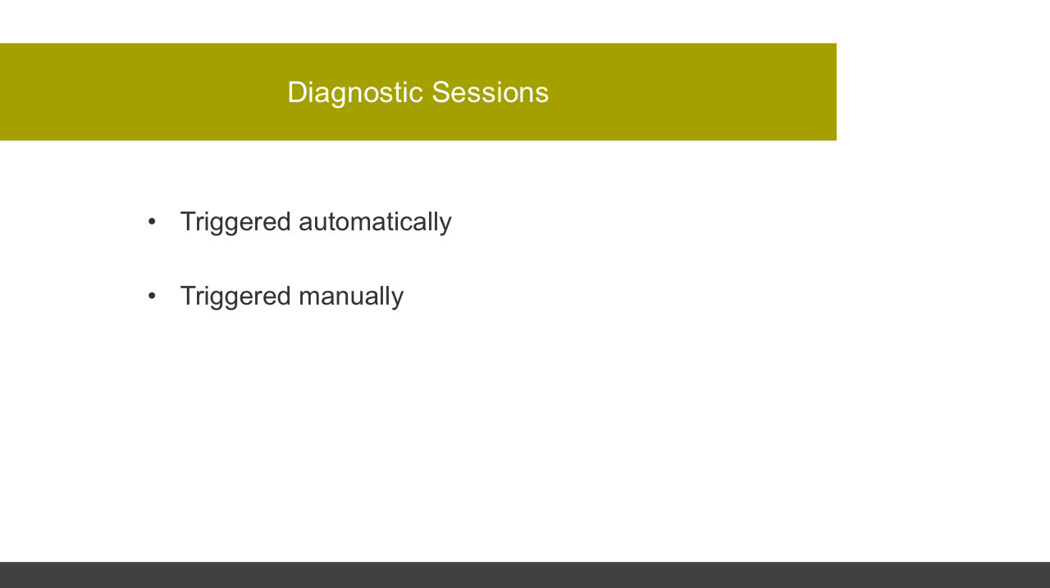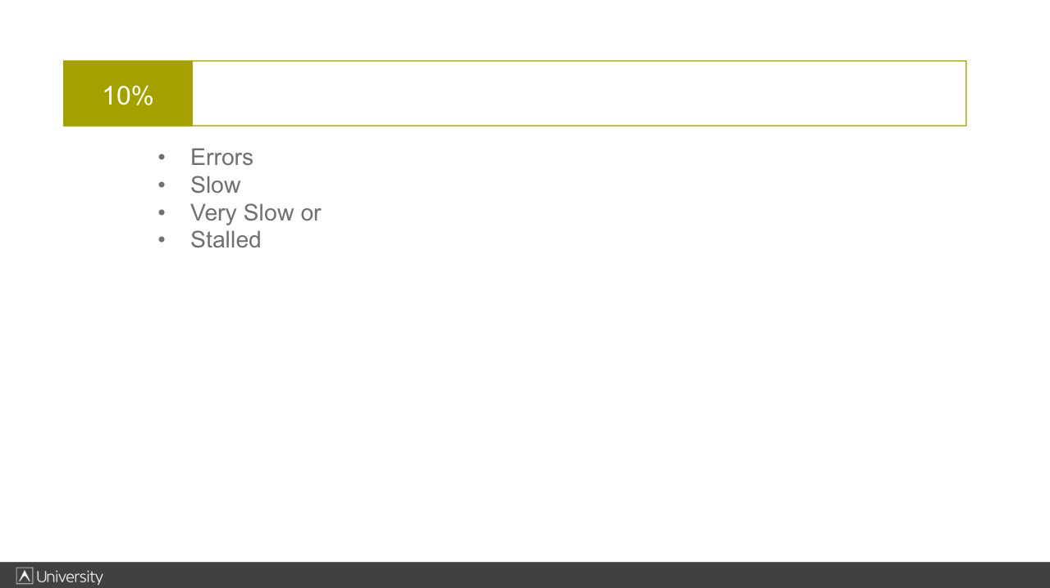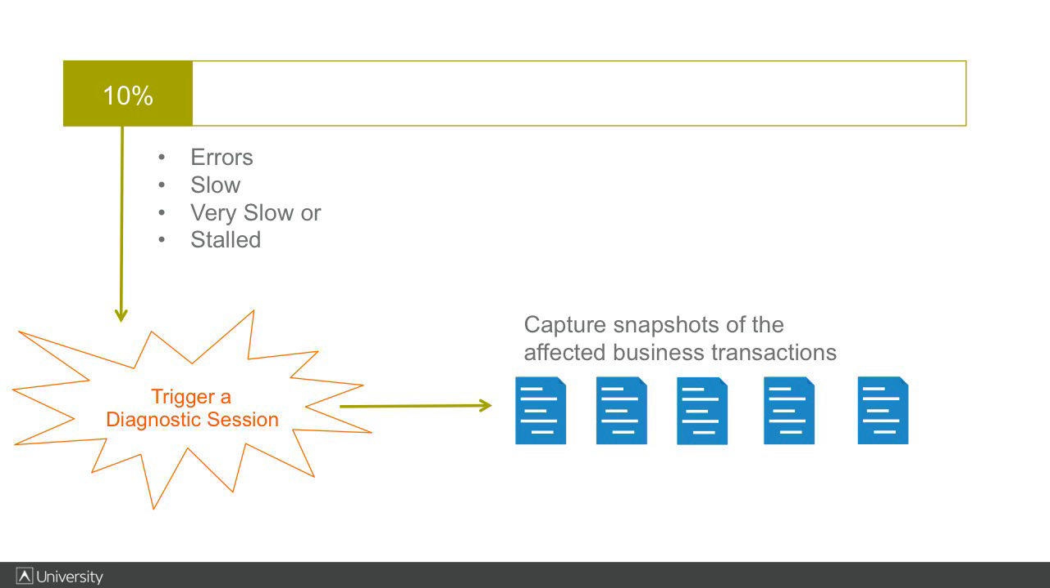Let's first take a look at automatic diagnostic sessions. A diagnostic session is automatically started when a threshold is crossed. By default, this is set to when more than 10% of calls in a minute have errors or are slow, very slow, or stalled. When that happens, a diagnostic session is triggered for the affected business transactions.